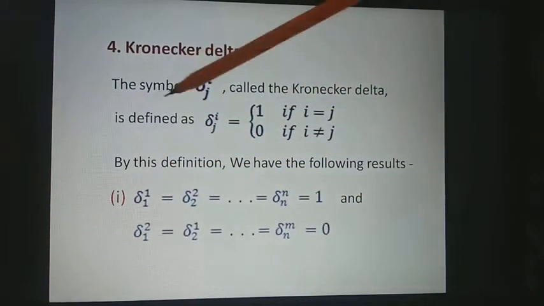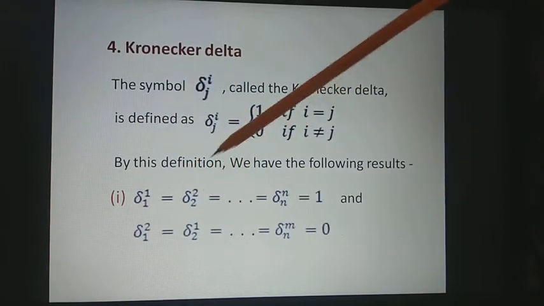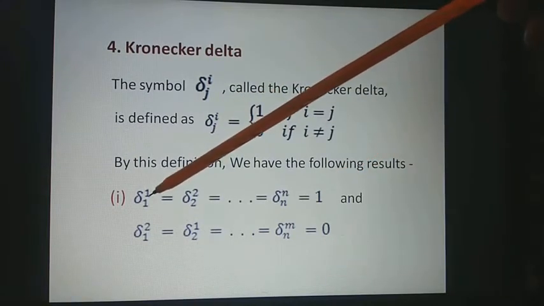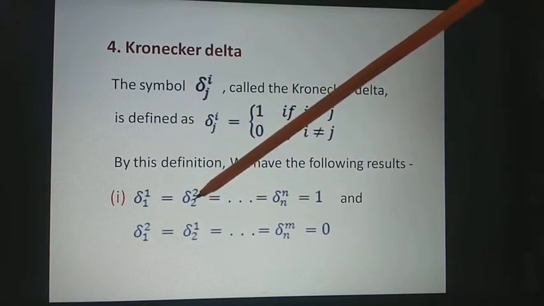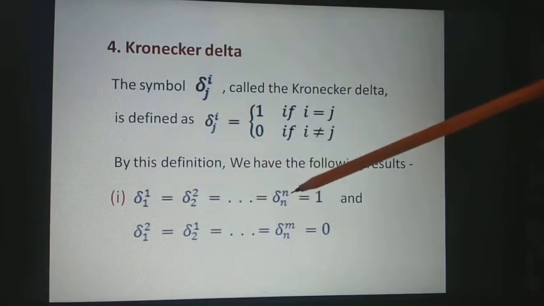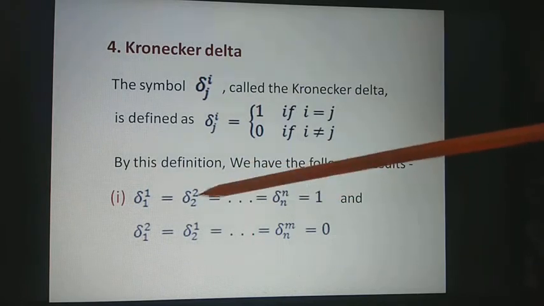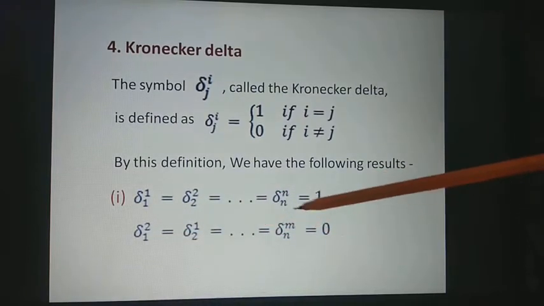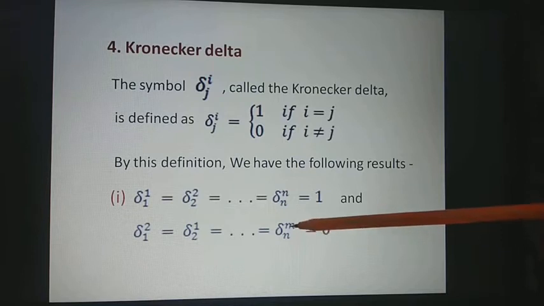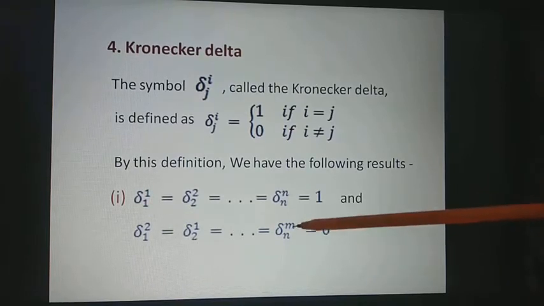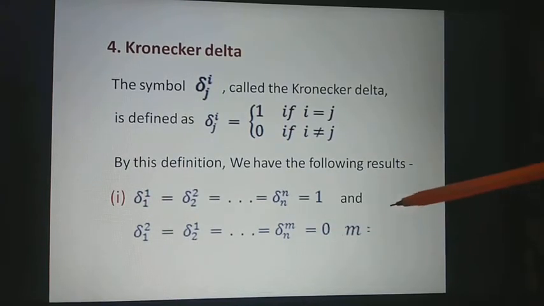Delta 11, delta 22, delta nn, all these equal 1. Here both the suffixes are same, so in all these both upper and lower suffixes are equal, and therefore by the definition of the Kronecker delta their values are 1. Here the suffixes are different and therefore their values are 0. If m and n are different, the value is 0. Otherwise this will become 1 whenever m is equal to n. So this is 0 for m not equal to n.